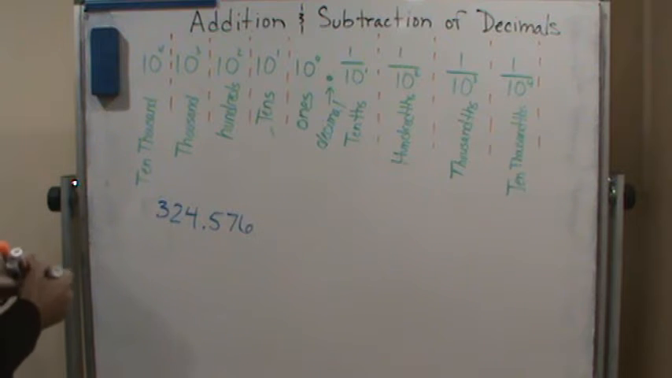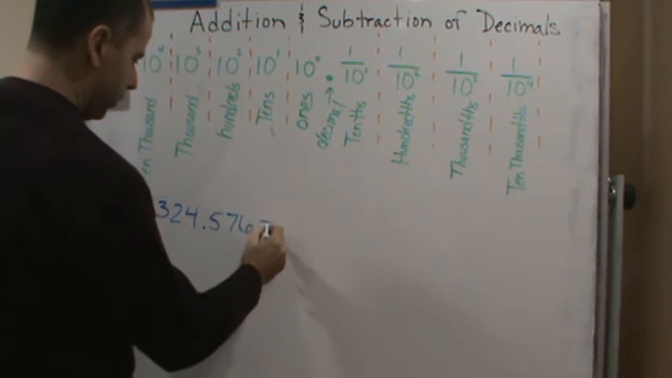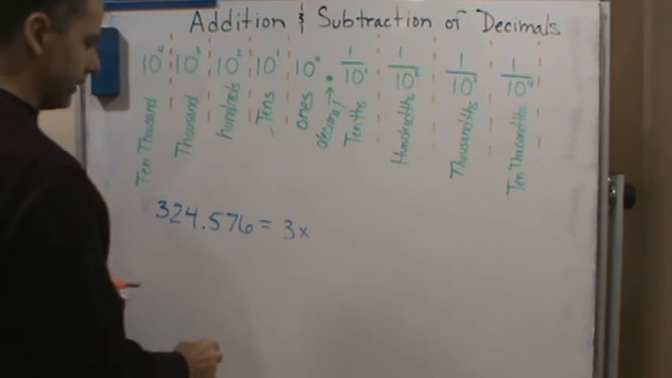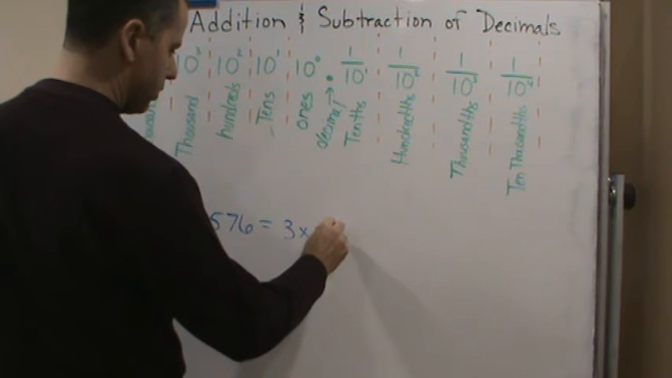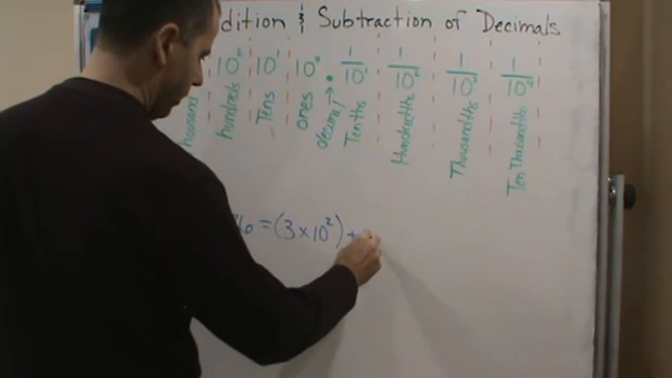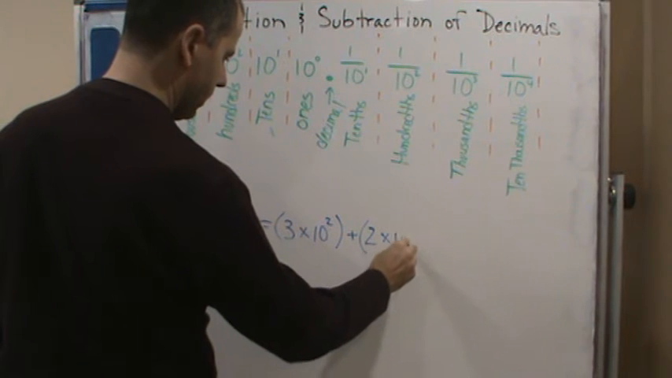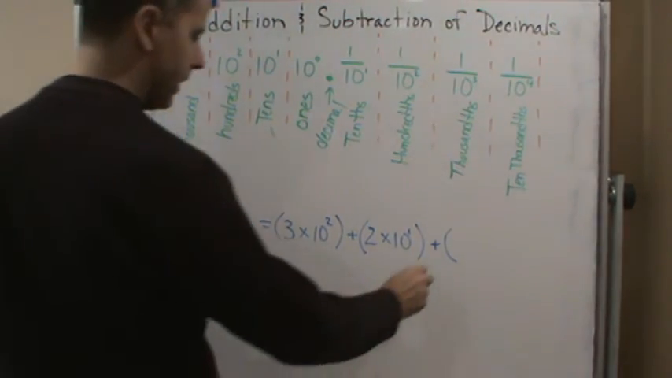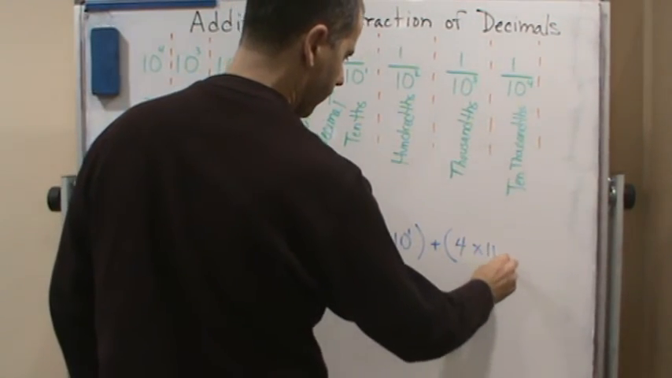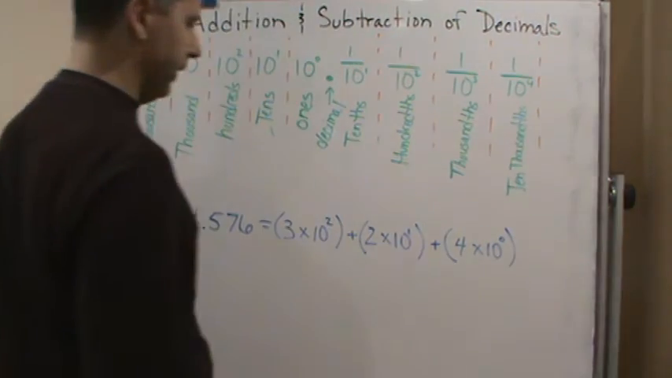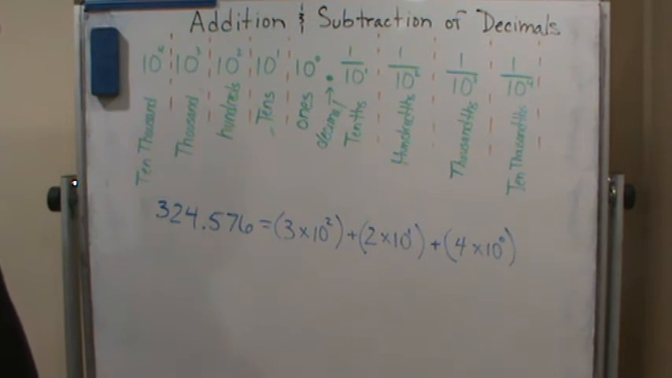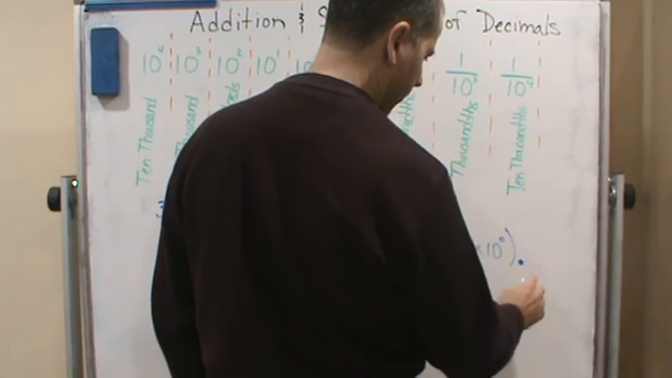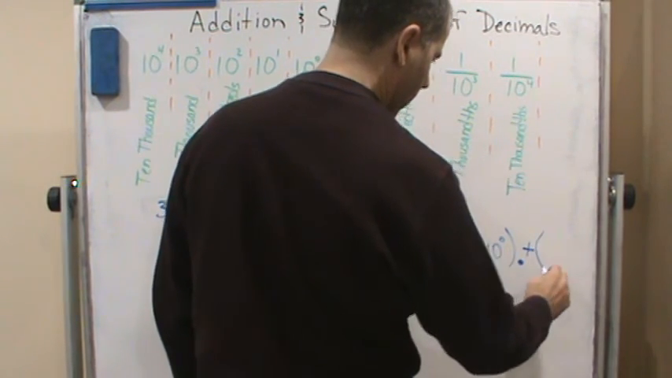So this would be equal to 3 times what? 10 squared, plus 2 times 10, plus 4 times 10 to the 0. And then we have the decimal point. This is where the decimal point happens, so plus, what are we going to get?